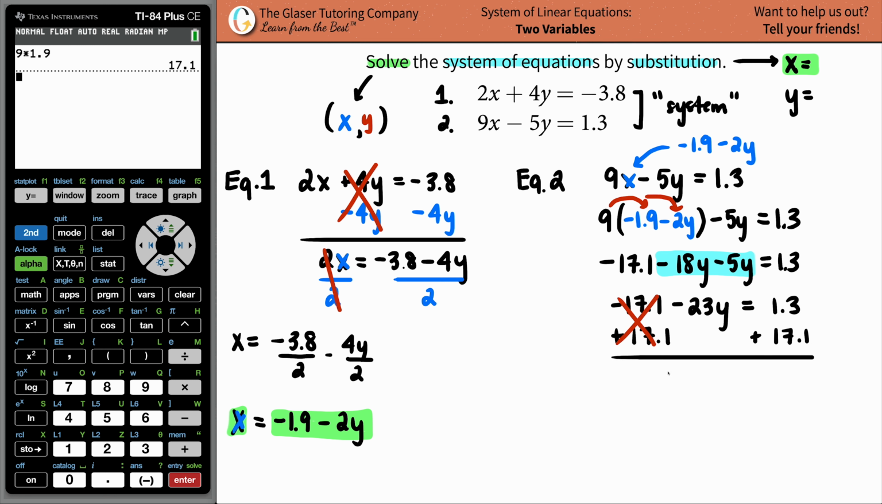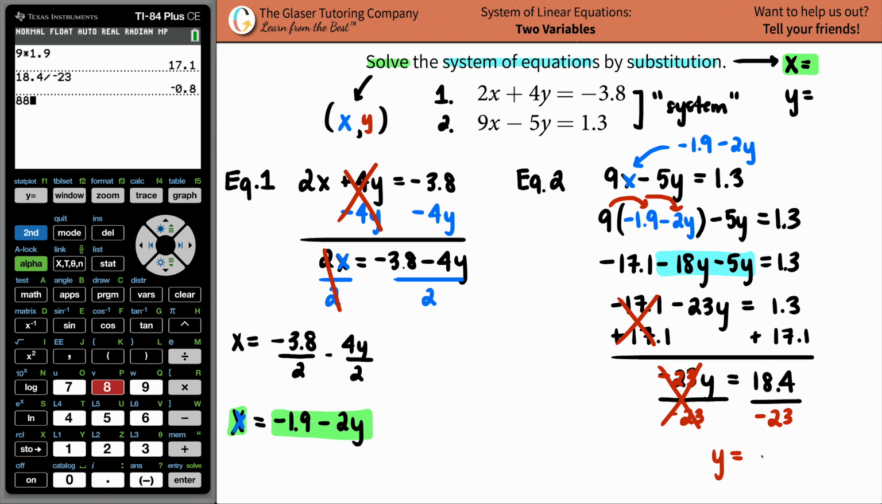So now we got negative 23y equals, what do we got going on here? This is a 4, so 18.4. Let's divide that by the negative 23, negative 23 on both sides. That cancels this out. And we are left with y equals 18.4 divided by negative 23. So negative 0.8.